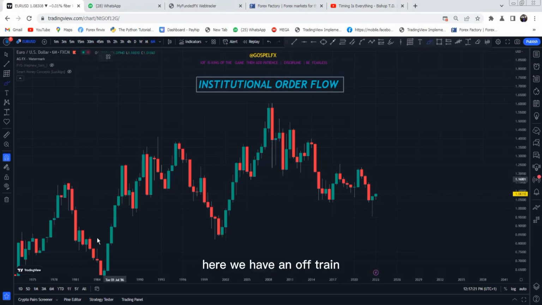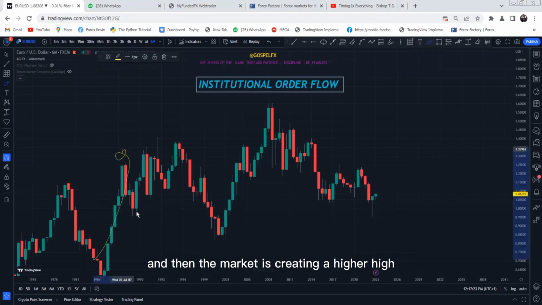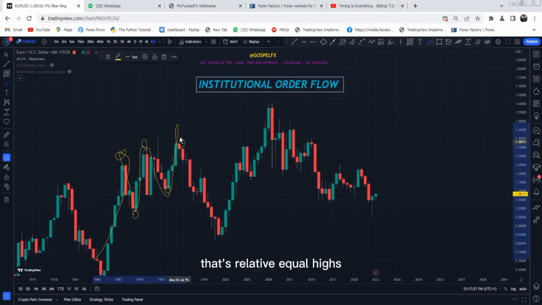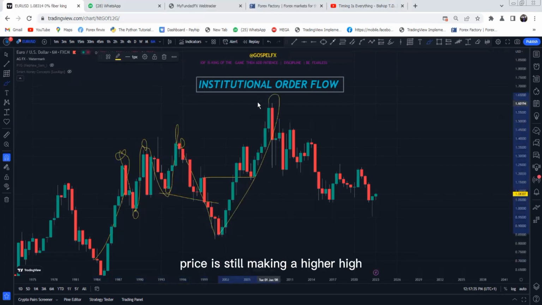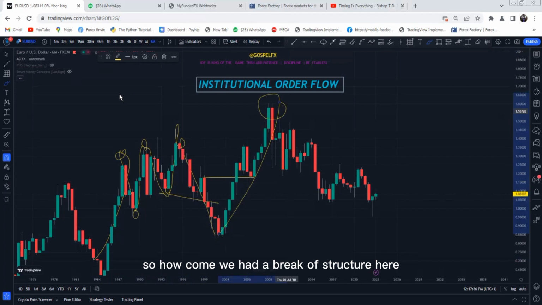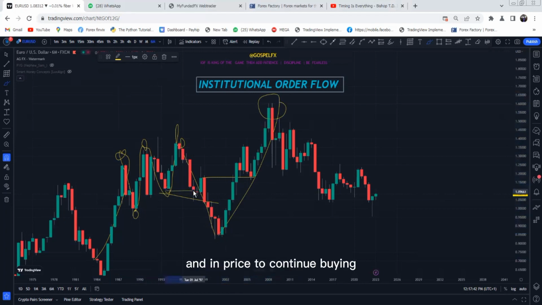Here we have an uptrend, and the market is creating a higher high, higher low, higher high, higher low, and then a higher high. That's relative equal highs. Now, when people see this, they start to sell, as if the market trend has changed. But it hasn't changed yet. Price is still making a higher high. So how come we had a break of structure here and price still continued buying? When you focus only on market structure, you tend to miss out a lot. You tend to have a lot of losing trades.